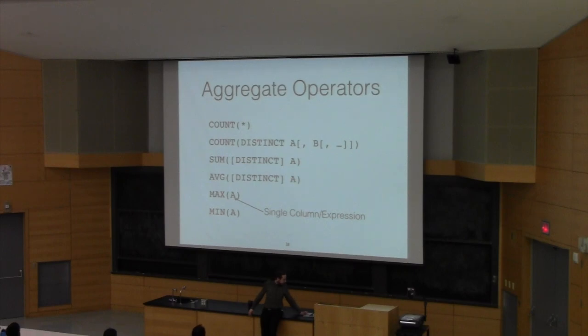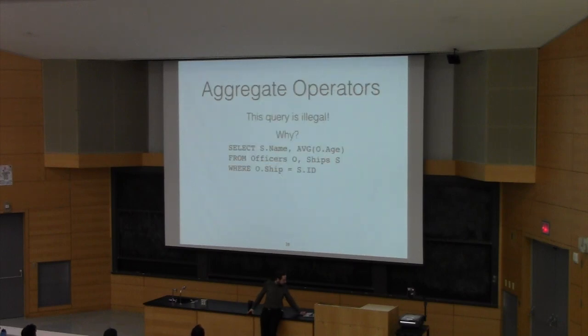All right, we did that one. Okay, so this query technically wouldn't pass muster with a SQL compiler. Why? Speak up. There you go. The average returns one value for the entire input, whereas name returns many values. This doesn't make sense. So you can't combine aggregate and non-aggregate values.